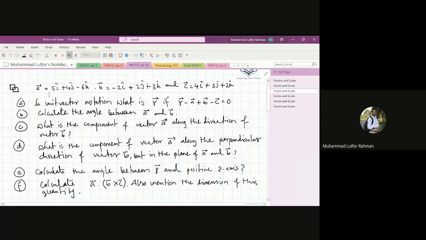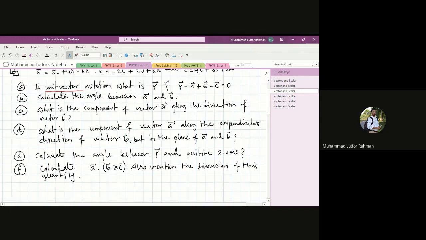So this is three vectors A, B, and C, which are in the Cartesian coordinate system. The first question they asked: in unit vector notation, what is R, which is a new vector, if R minus A plus B minus C equals 0? Remember, when they talk about unit vector notation, that means they're asking to find it in terms of i, j, k. So that is the meaning of unit vector notation.